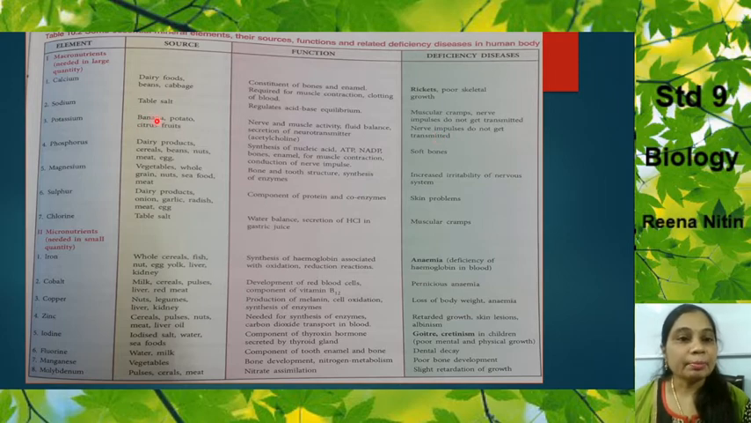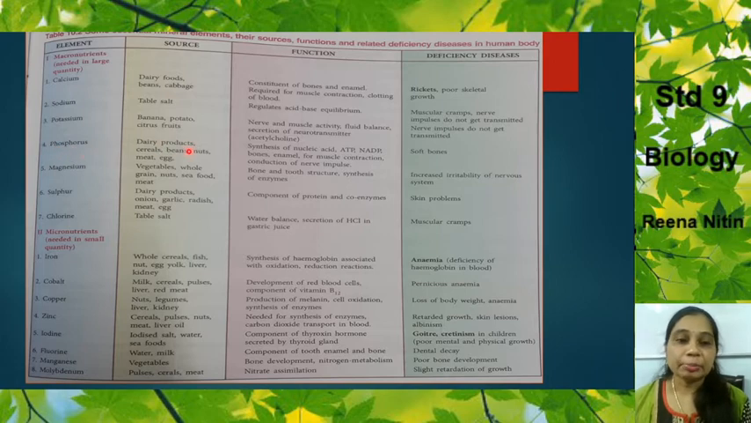Potassium: banana, potato, citrus fruits. Its functions are nerve and muscle activity, fluid balance of the body, and secretion of the neurotransmitter. The name of the neurotransmitter is acetylcholine, which is essential for transmitting the impulses at the synapse from one nerve cell to another. So the deficiency disease is that the nerve cell impulses will not get transmitted. The person can get into a sort of nervous breakdown.